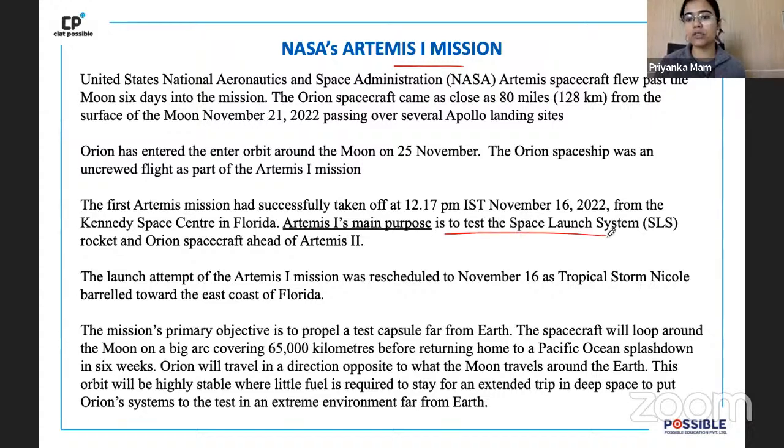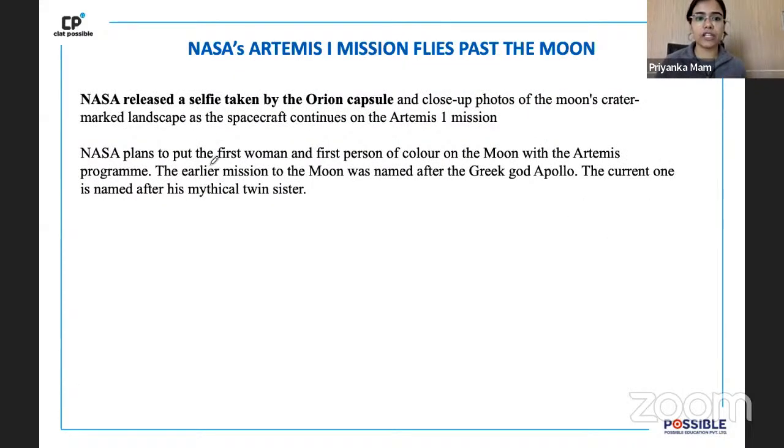Because the main purpose is to test the Space Launch System rocket, which is supposed to be the most powerful rocket that NASA has made till date. Okay, the second thing is also they are planning to put the first woman and first person of color on the moon with the Artemis program. These are the 2 things that they wish to do.